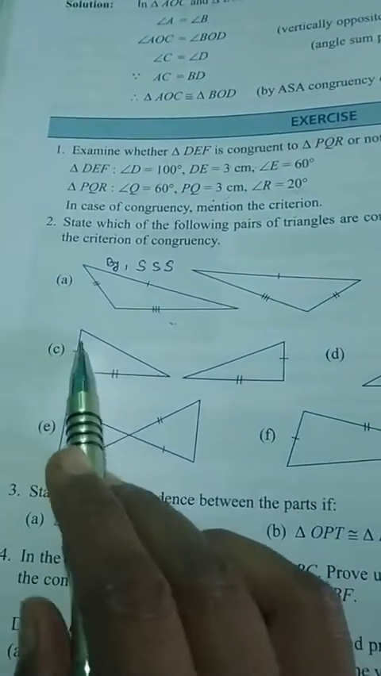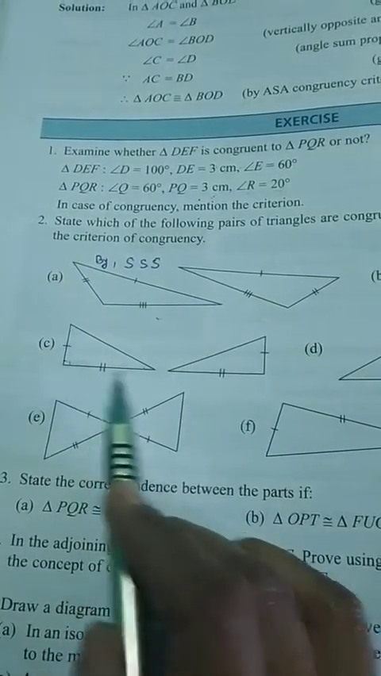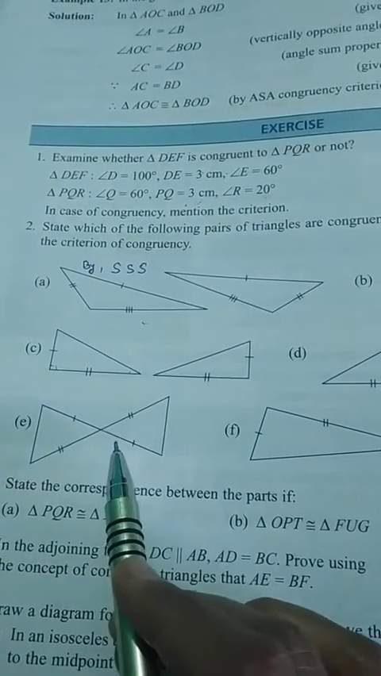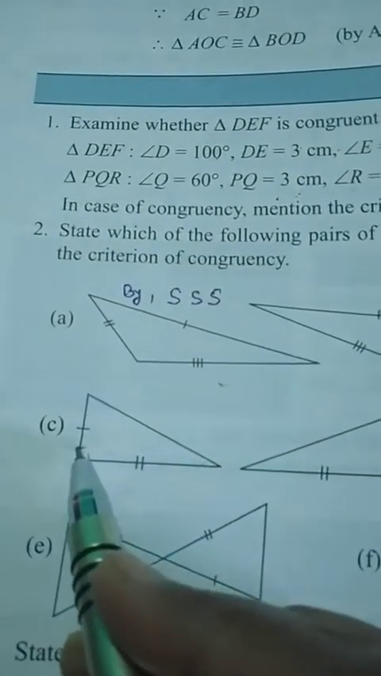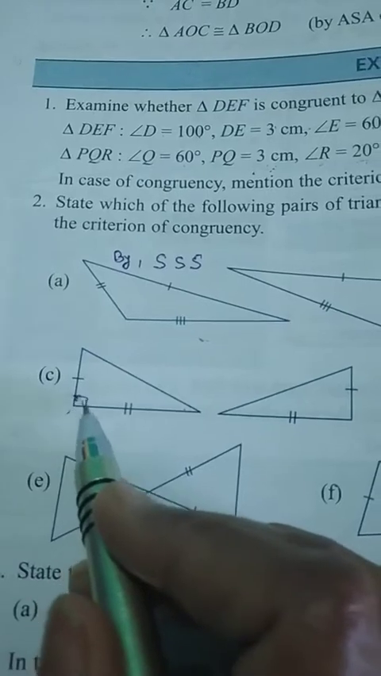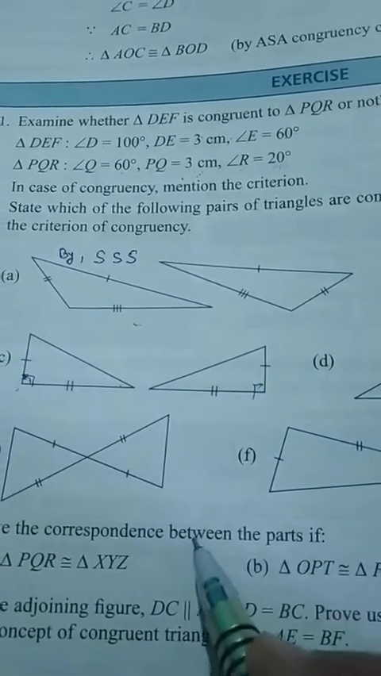Okay. Next, in these two triangles, you see this side is equal to this side. This side is equal to this side. And you can see this is 90 degrees, means a right angle type triangle. So it is 90 degrees.